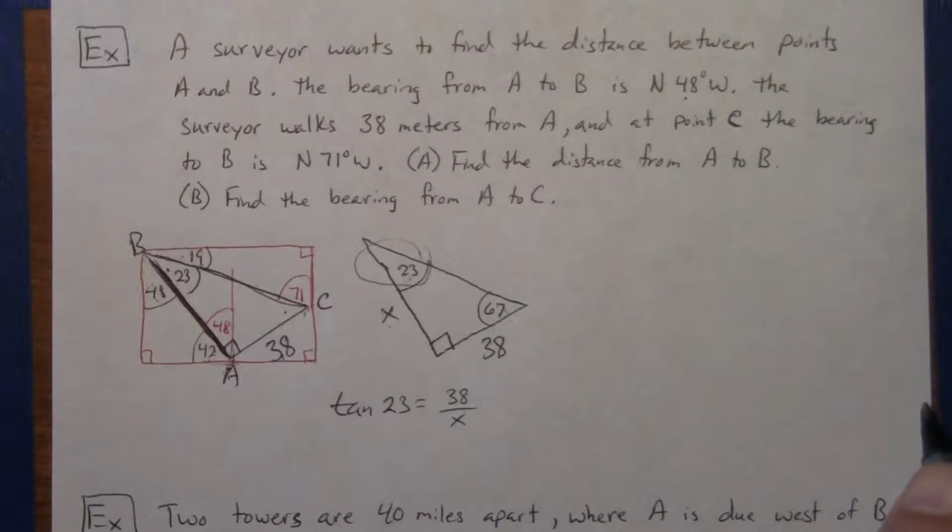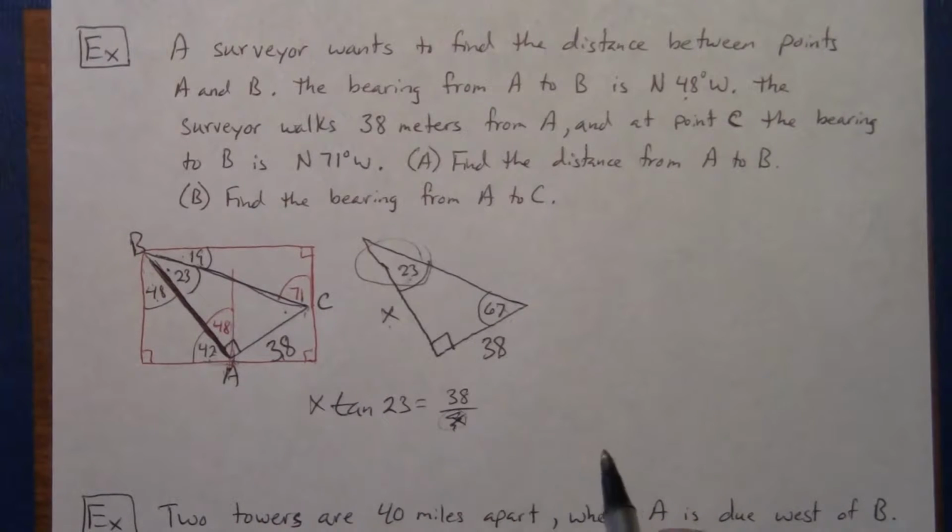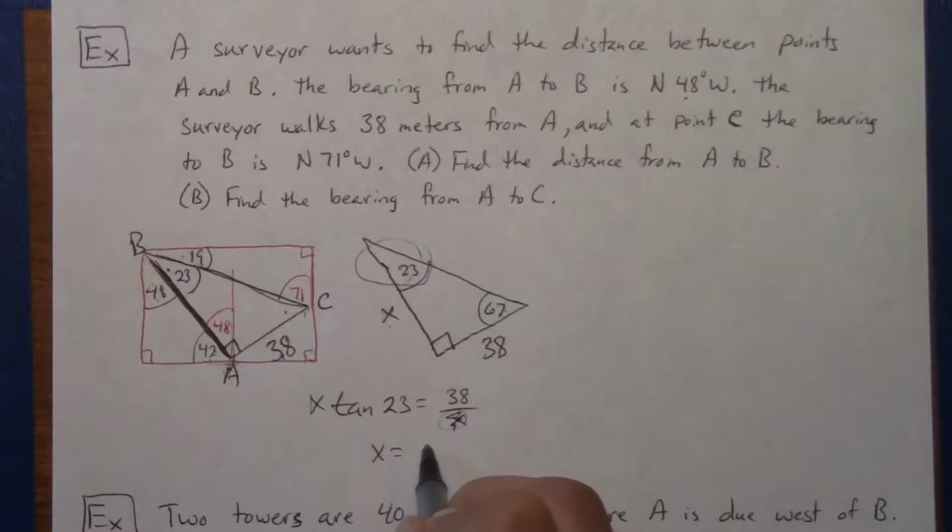And now I just have to solve. If I multiply both sides by x, there's going to be an x over here. I would eventually want to divide by the tangent of 23.